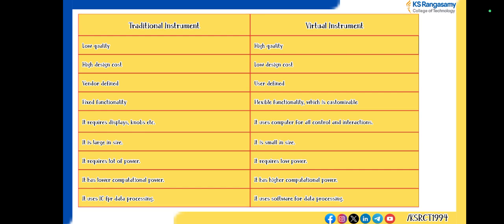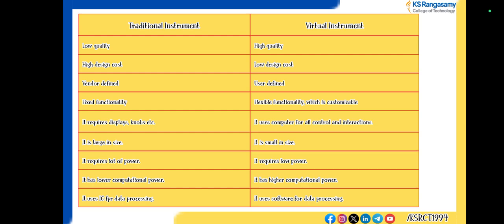The next one is the design cost. If you want to create a traditional instrument, we need to connect different types of hardware together to perform a particular function. The design cost is high, because in traditional instruments we have to design the front panels, the display segments, the controlling segments, and the measuring segments individually, and then combine them together. But here, the design cost is very low.